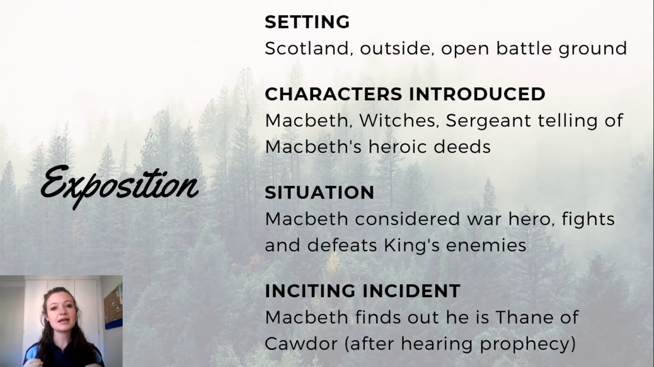The inciting incident is after Macbeth has heard the witch's prophecy, where he finds out he's going to be Thane of Cawdor and then king. When he now finds out that he has been named Thane of Cawdor, this is what starts his ambition. This is what gets the ball rolling in his thoughts of becoming king.